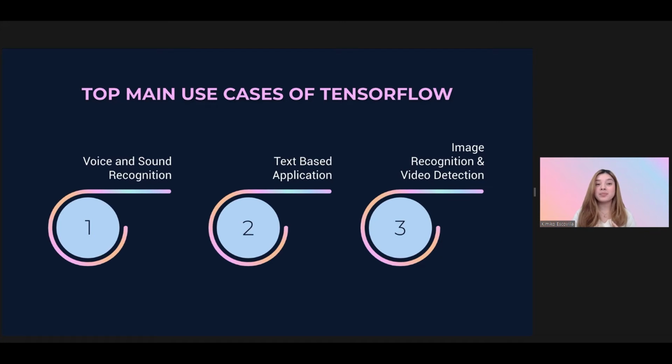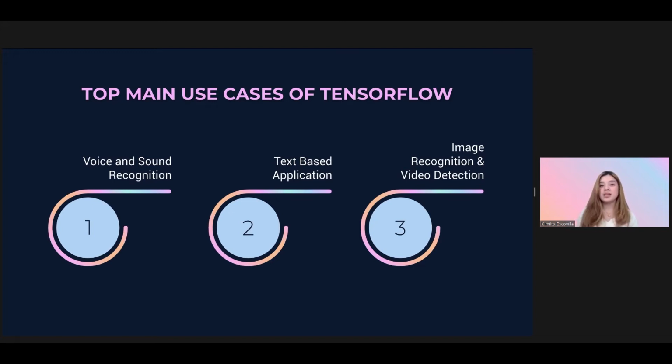Next, we have text-based applications. So we have sentiment analysis. We also have threat detection for social media and government. We also have fraud detection for insurance and finance. And we have language detection. And the most popular one would be Google Translate. And lastly, we have image recognition and voice detection. So we already have face recognition on our phones, and we also have image search and motion detection.